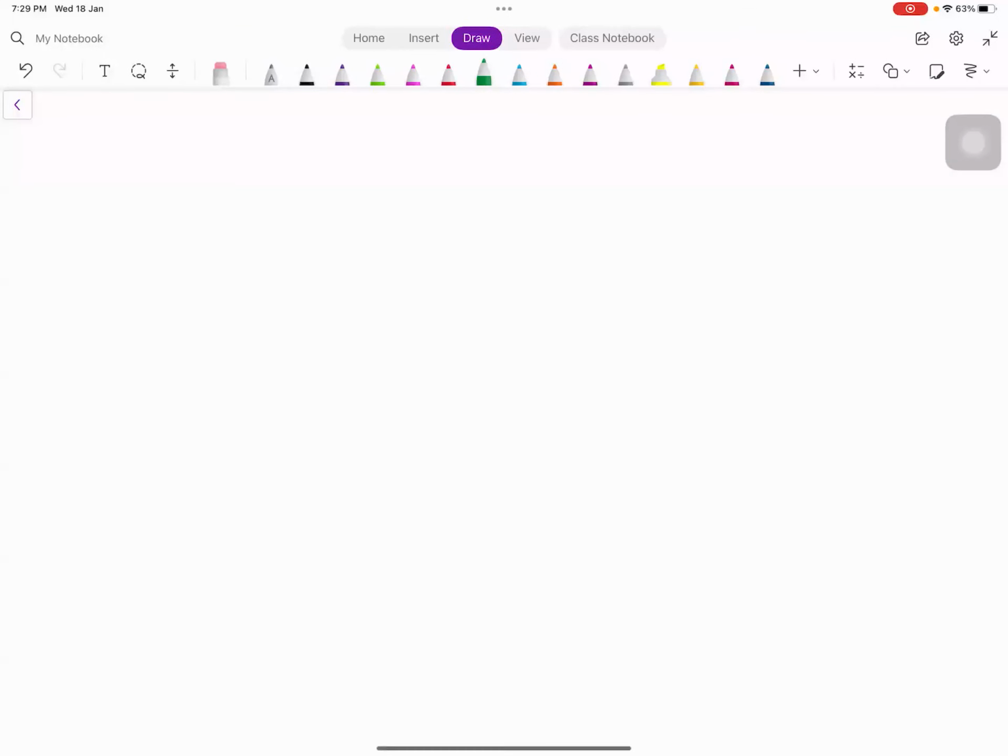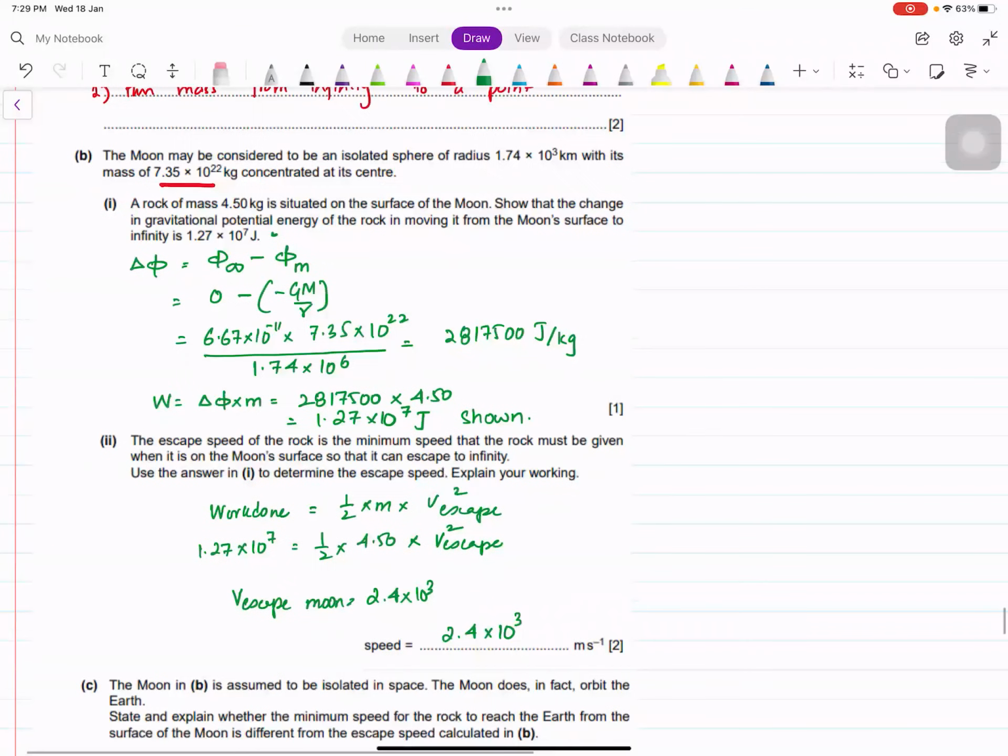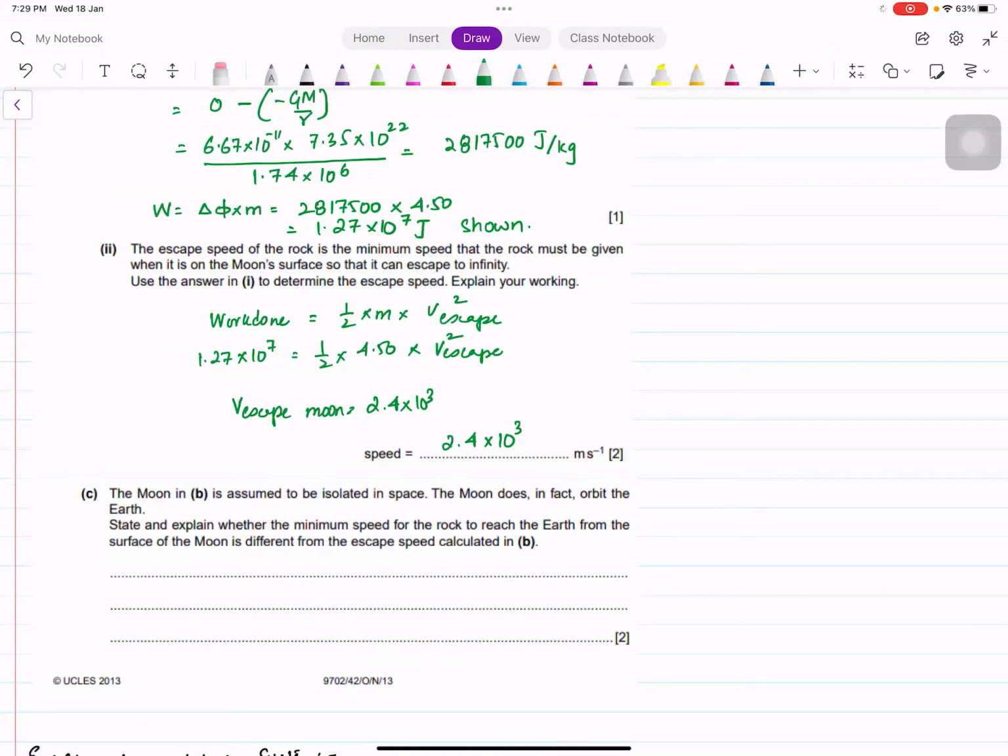In the next question, they say the moon in B is assumed to be isolated in space. The moon does in fact orbit Earth. State and explain whether the minimum speed of the rock to reach the Earth from the surface of moon is different from the escape speed calculated in B. Oh, I think it should be different. Don't you think so?